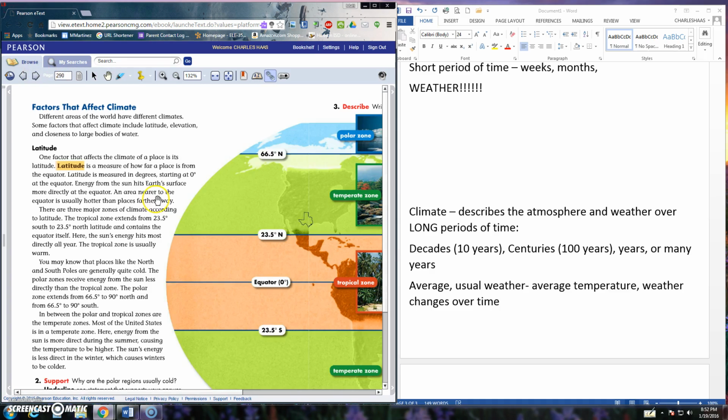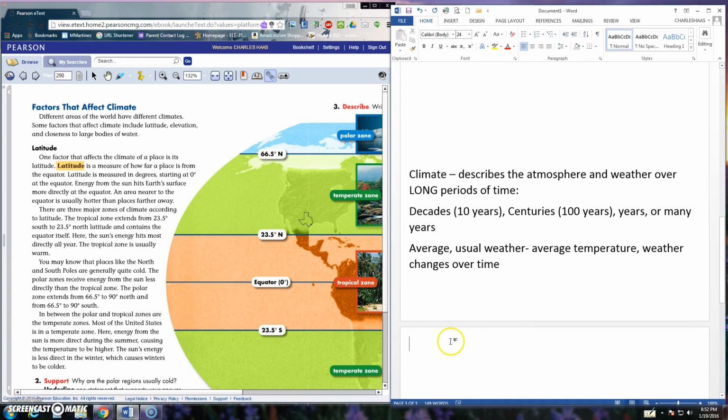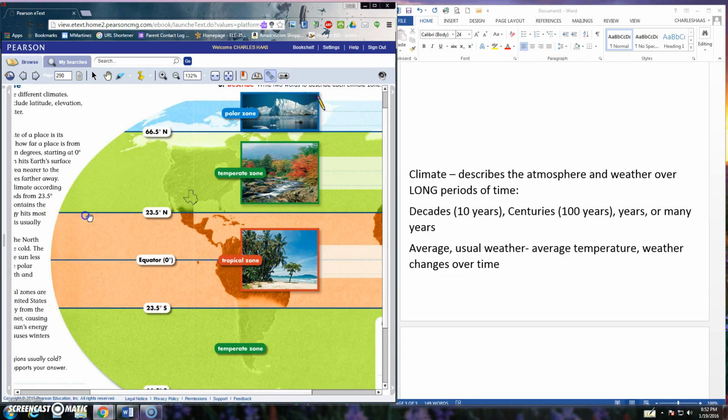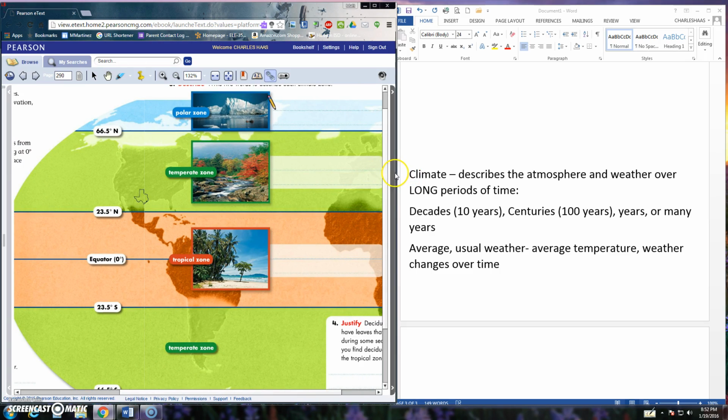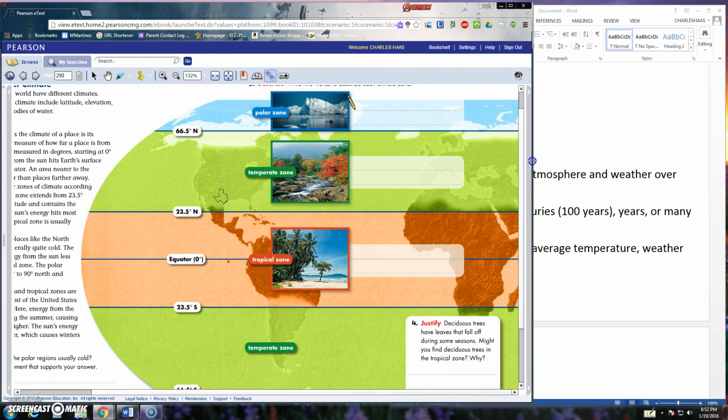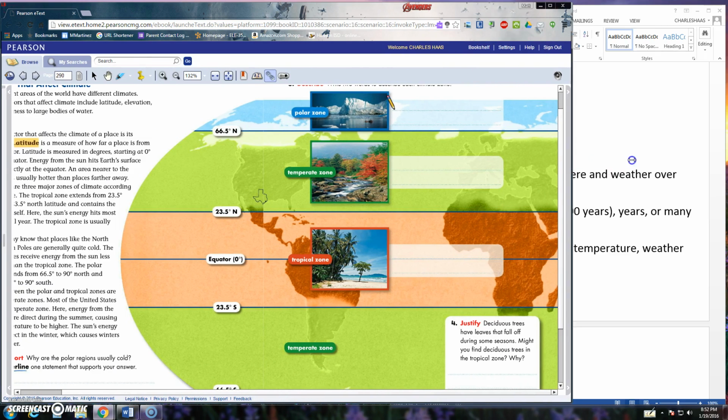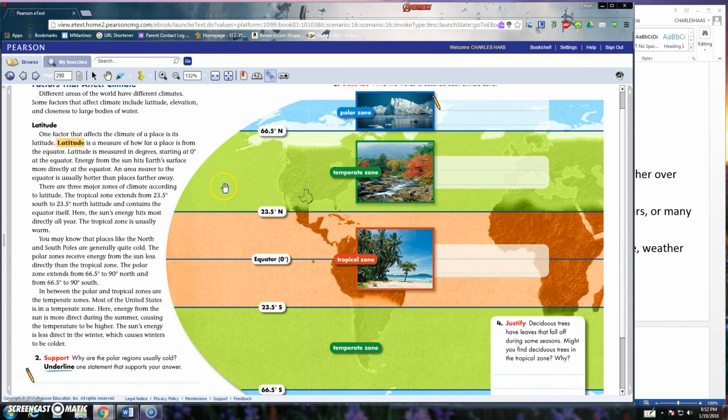Alrighty, so next page. Factors that affect climate. Different areas of the world have different climates. Some factors that affect climate include latitude, elevation, and closeness to large bodies of water. And you've talked about latitude with Mrs. Brock before. I believe y'all have worked on latitude and longitude, so this is not new. You've seen these different lines of latitude, and that's what you're seeing in your book.